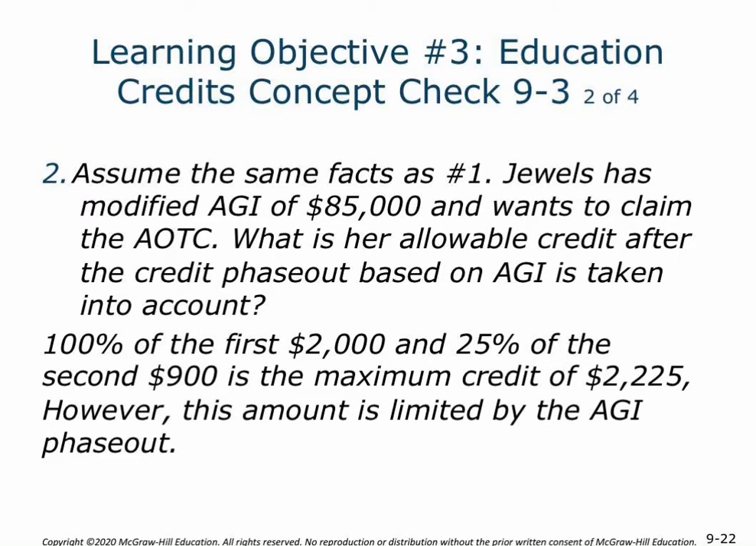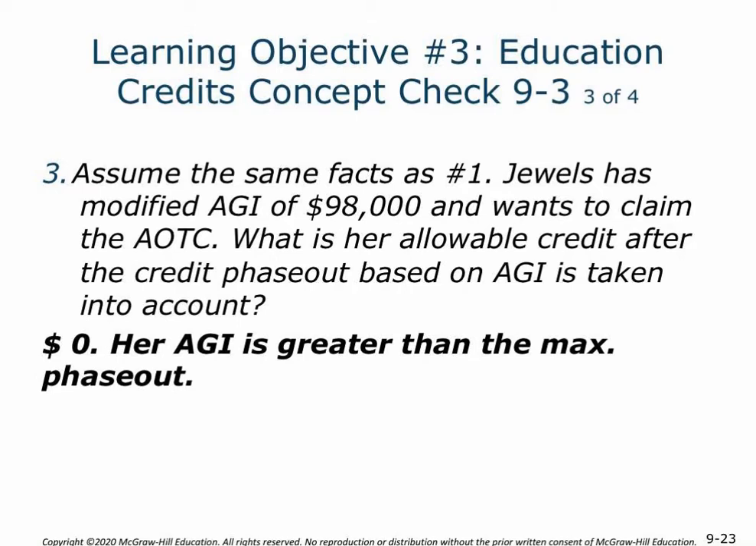She would only get half of the amount for the AGI. So she would get $1,112.50, which would be the calculation for half of that amount.